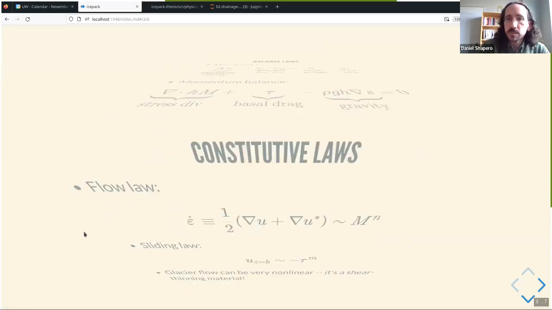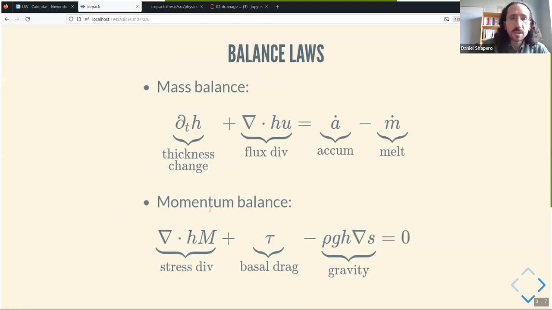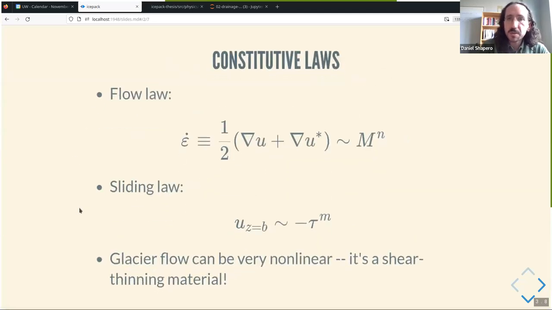Just these two equations isn't a complete description. I haven't told you what the membrane stress tensor is. What I've written down here is the famous Glen's flow law, which states that the rate of strain, or the symmetrized gradient of the ice velocity U, is proportional to some power of the membrane stress tensor. So roughly the membrane stress tensor raised to the power N, where N is about 3. And there is a team N equals 4.